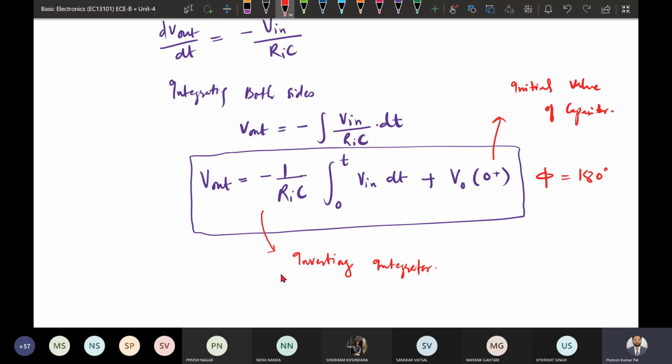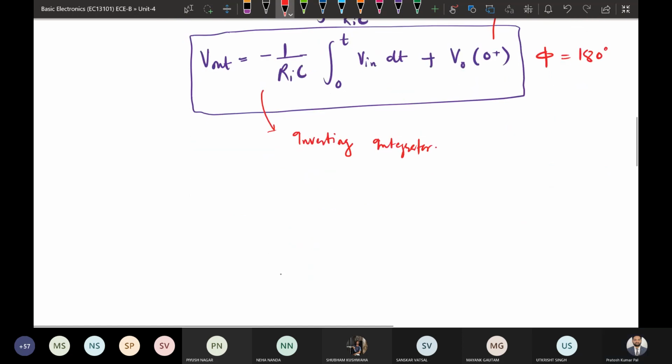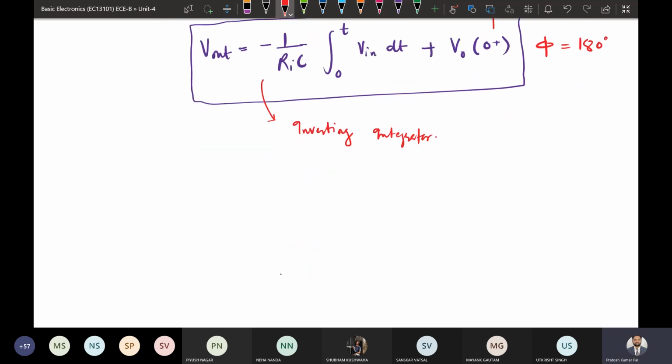Okay, so I hope you have got the point, like how we need to implement the integrator circuit. Some examples we can consider here. So suppose we have a square wave.